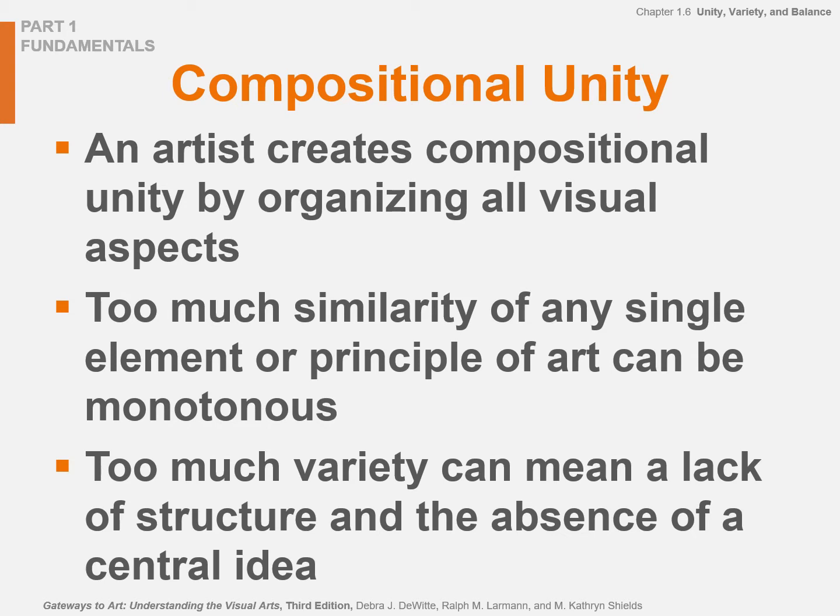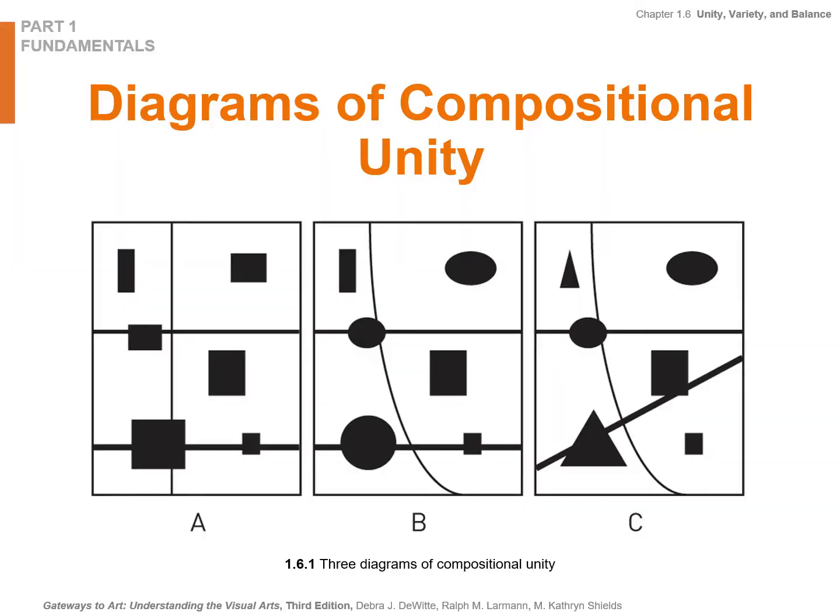monotonous, whereas too much variety can mean a lack of structure and the absence of a central idea. So therefore, it's very important to find that sweet spot, right? That balance between unity and variety. This is a great diagram that shows how important it is to find that balance between the two.